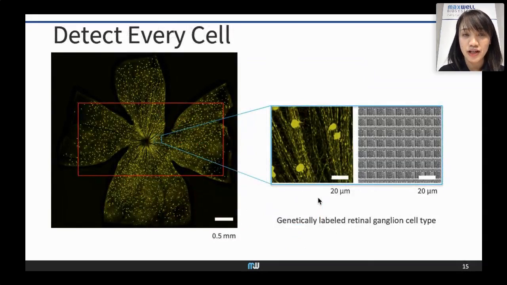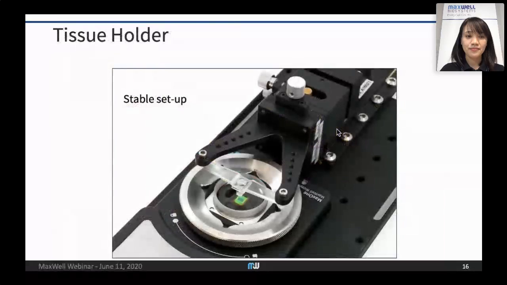Also, we can detect every cell because of the resolution of the electrodes. Here you can see that these neurons are a specific cell type that has been labeled, and they can be very nicely detected because our electrodes are at the same density or even higher density as these neurons. Additionally to our MaxOne system, which is used for retinal experiments, we have the tissue holder to be able to hold the retina flat onto the microelectrode array and to have a stable setup all throughout your experiment.